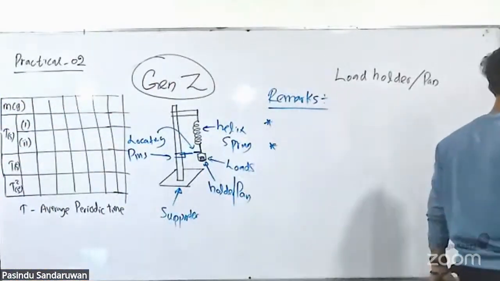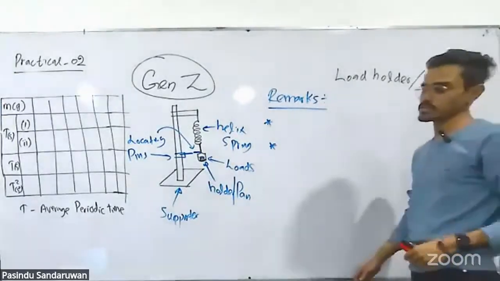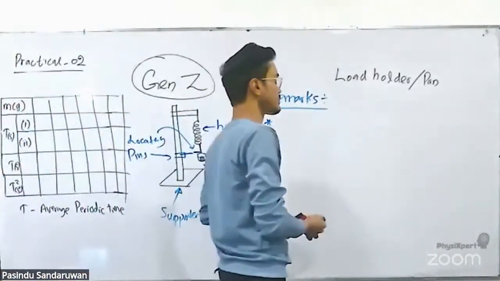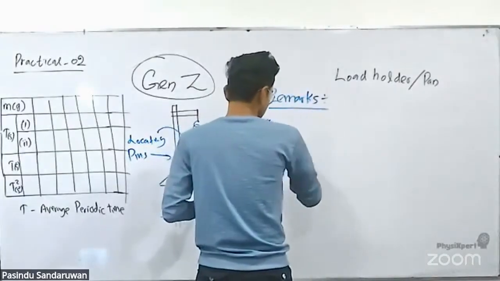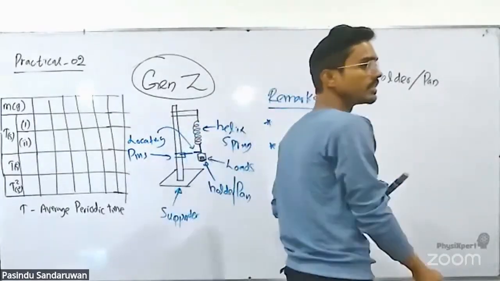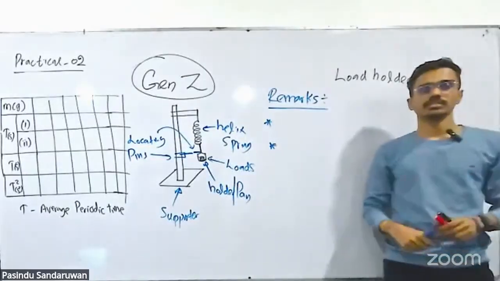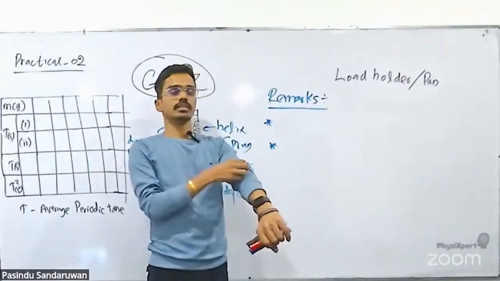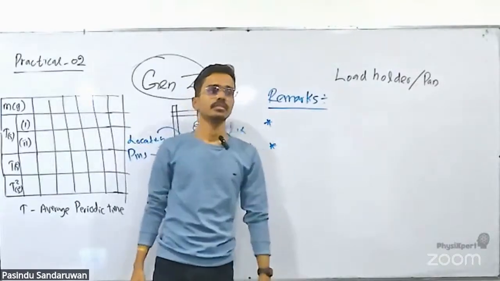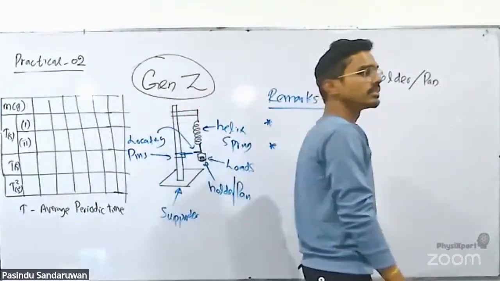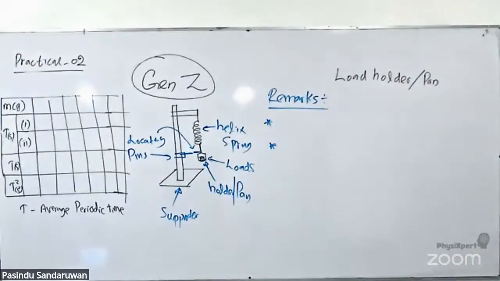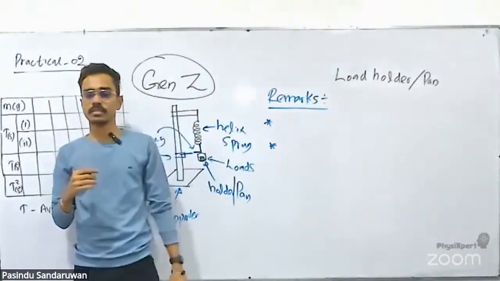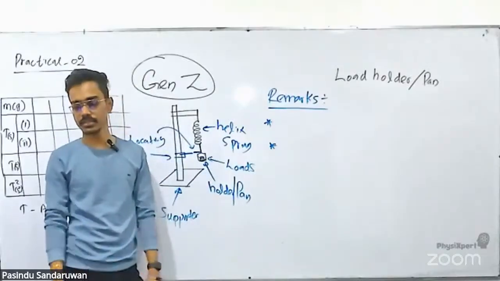Only small oscillations are considered because the difference in gravitational potential energy can be neglected for small oscillations.